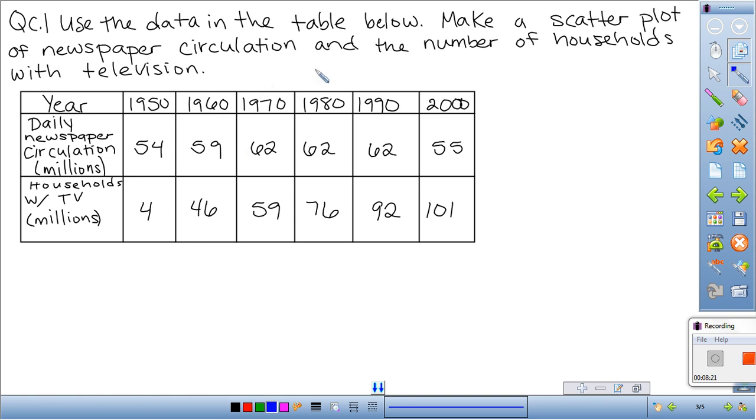Use the data in the table below, make a scatter plot of newspaper circulation and the number of households with television. So we have another table. Again, they give us 3 pieces of information, but we really only care about 2.